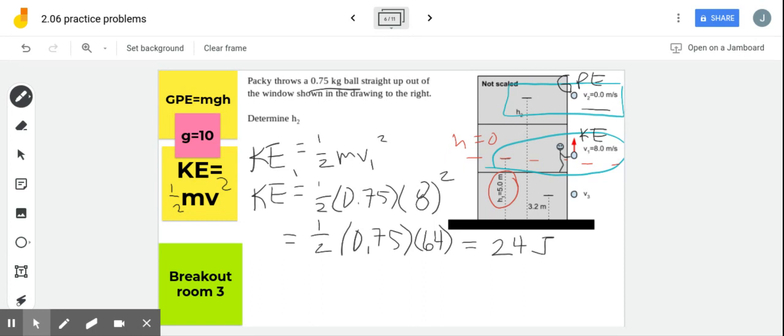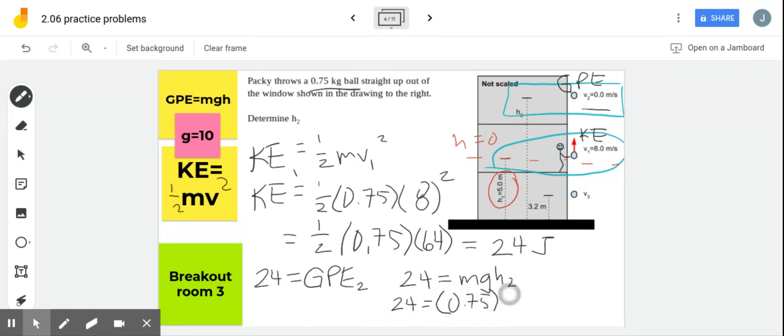Last, I'm going to set 24 equal to GPE2. That means 24 is equal to mgh2. And remember, once I get h2, I'm going to add 5 meters because of the reference height issue. So 24 is equal to 0.75 times 10 times h2. Let me do a little math. All right, I'm going to get that h2 equals 3.2.